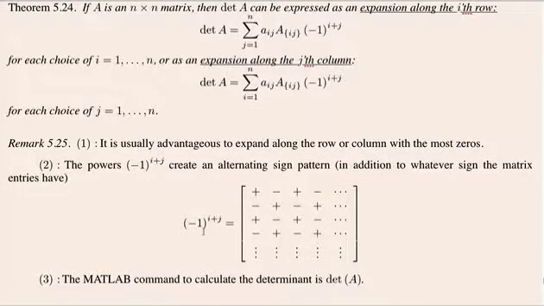So the idea is, the way we can use this is that if you have a row or column with many zeros, the most zeros, then it's good to use that row or column. Because in the other cases, when a_ij is 0, then you don't have to calculate the minor. Since it's multiplied with 0, it will be 0 anyway.